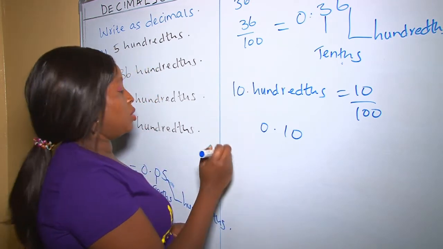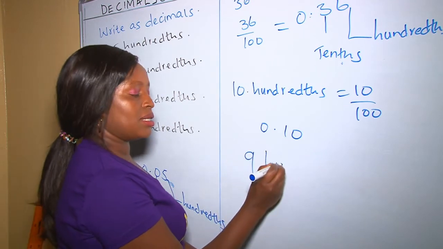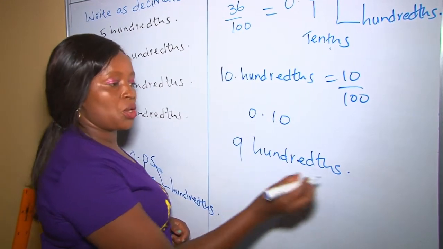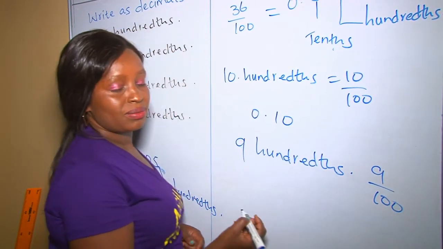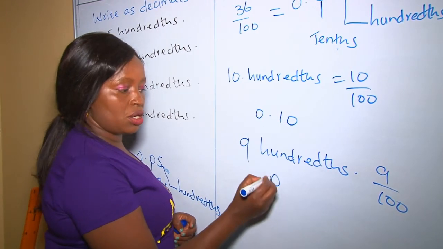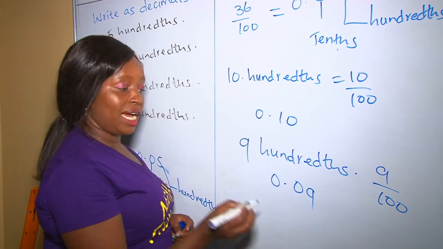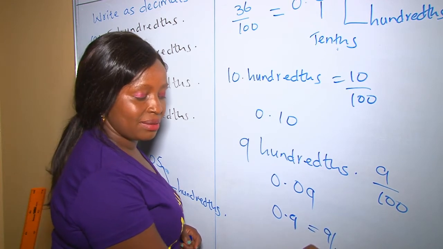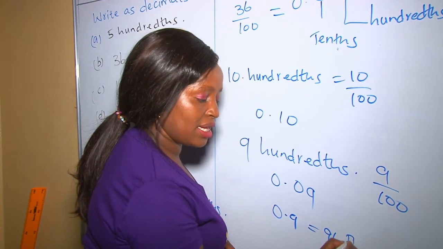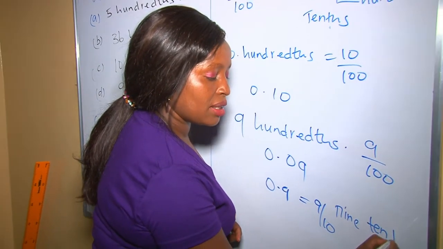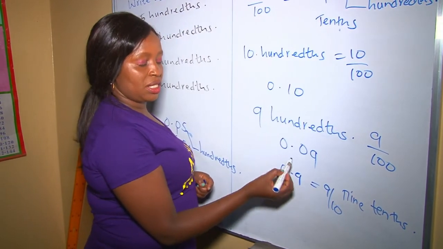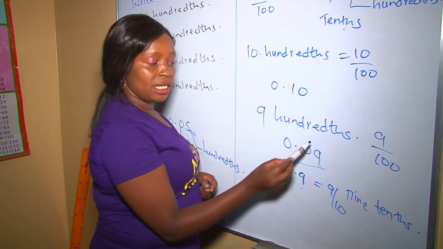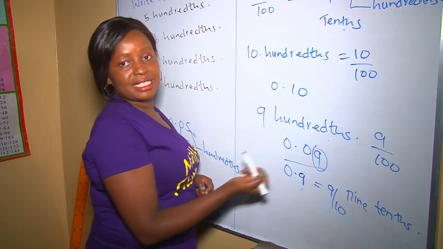Let's do our next question, which is 9 hundredths. As a fraction, it's 9 out of 100. And the decimal is going to be 0.09. If you write it as 0.9, you are wrong, because as a fraction, that's 9 over 10, which is 9 tenths. Therefore, there's a difference between this and this. So this means 9 hundredths, because this 9 stands in the position of hundredths.